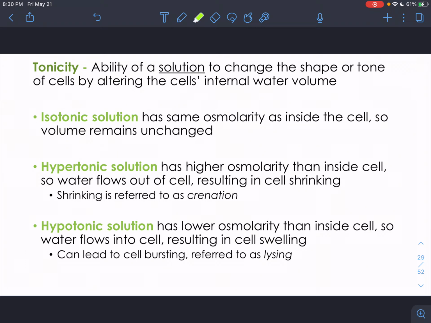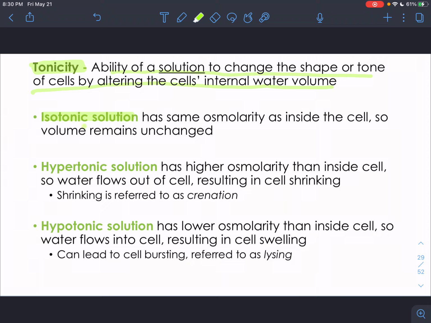And then the last bit here, talking about osmosis and the movement of water. This term, tonicity, is the ability of a solution to change the shape or tone of cells by altering the cell's internal water volume. So if we're in a situation where water is wanting to enter the cell or leave the cell, we can call the solutions different tonicities. First the definitions, then I'll show you drawings.